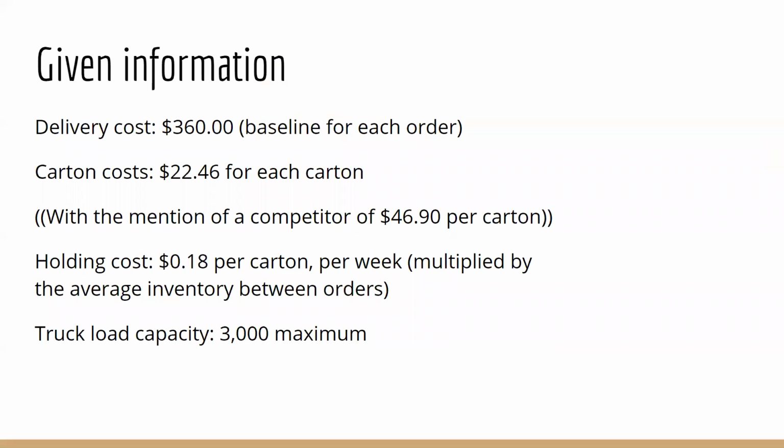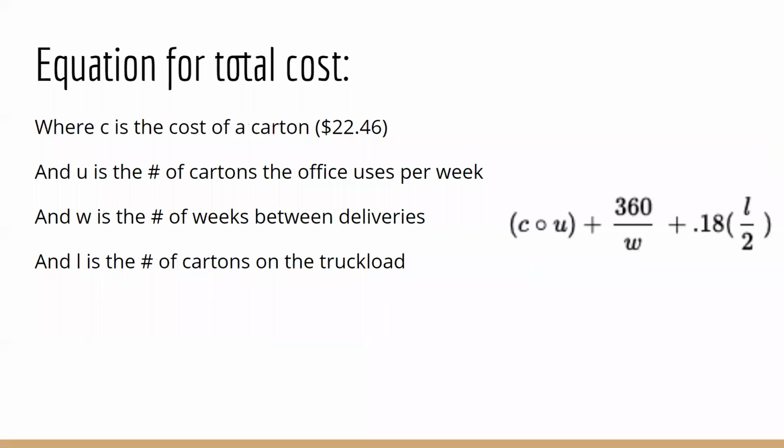So to start, let's talk about the given information. First, the delivery cost was a baseline of $360 per order, and each carton cost $22.46. We were also given information of a competitor business, which had $46.90 per carton. In general, there was a holding cost of 18 cents per carton per week, which was then multiplied by the average inventory cost between orders. And finally, each truckload could carry 3,000 cartons maximum.